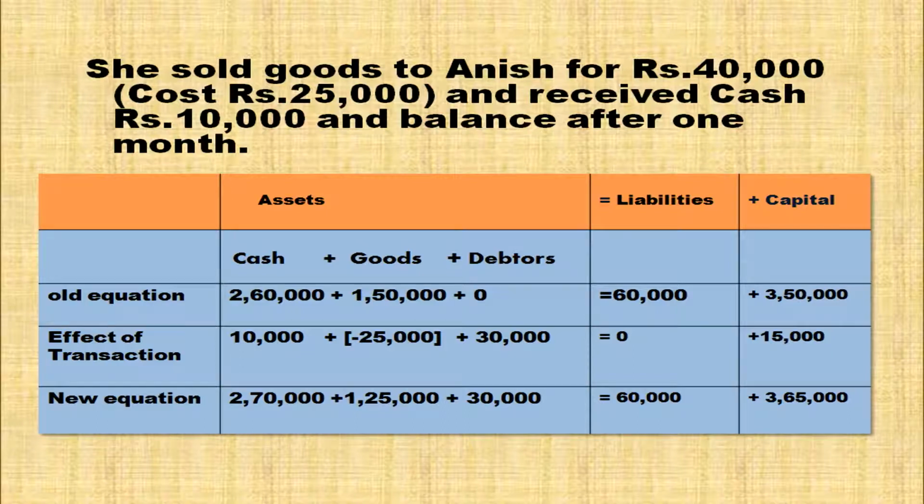2,70,000 plus 1,25,000 plus 30,000, and on the liability side, liabilities 60,000 plus capital 3,65,000. So the accounting equation is satisfied here also.